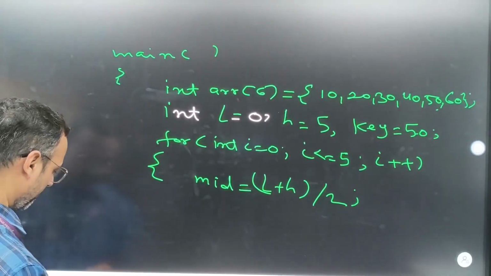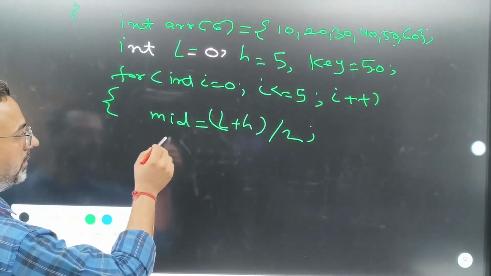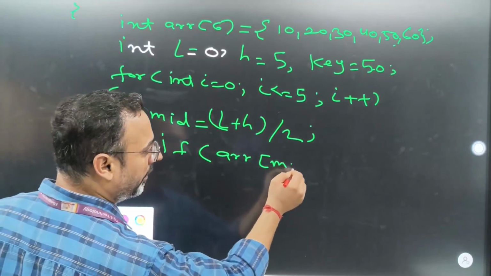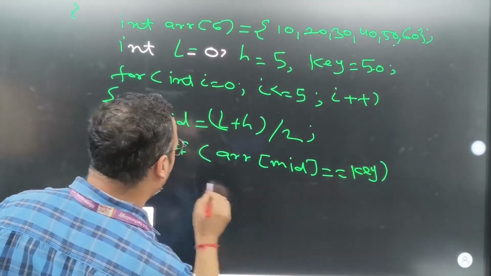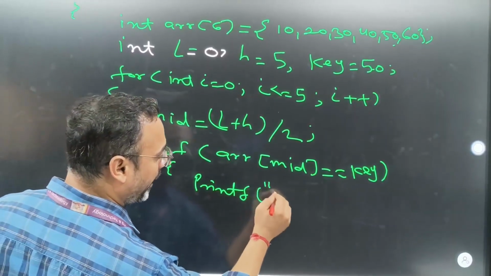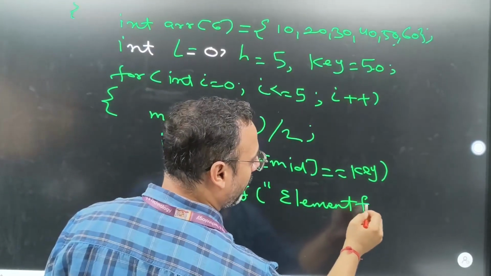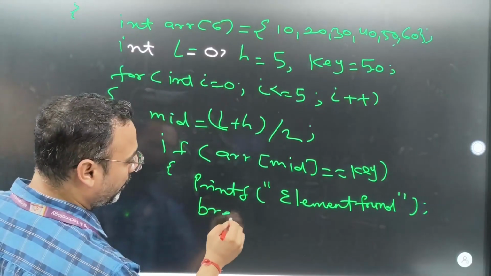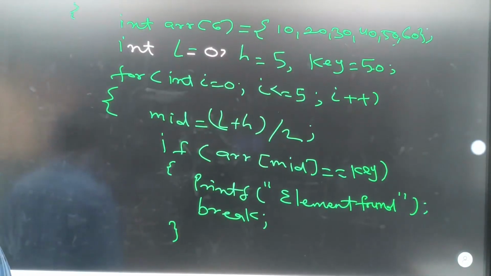And then the next step is, if array of mid is equal to key, so in that case just write a statement that we have found the element. Element found, and after that write here break, to terminate the complete process.